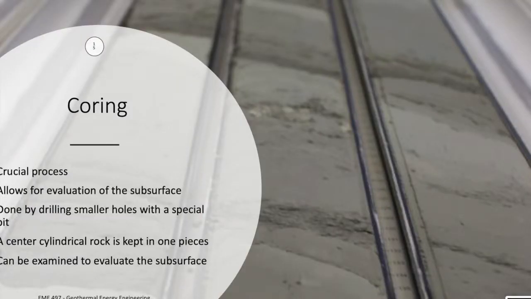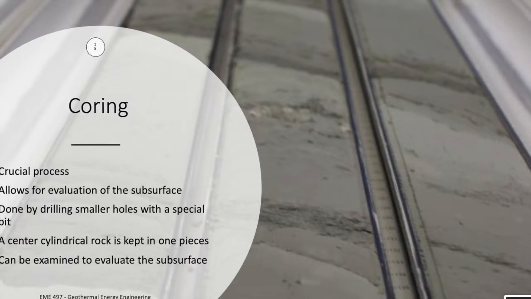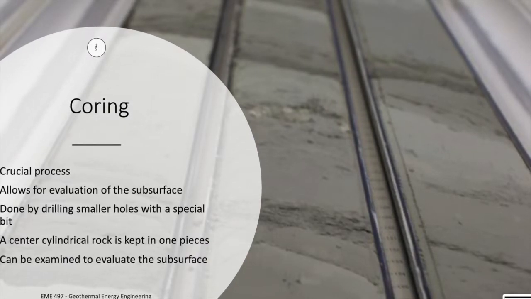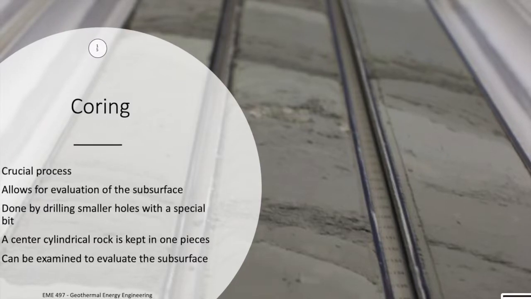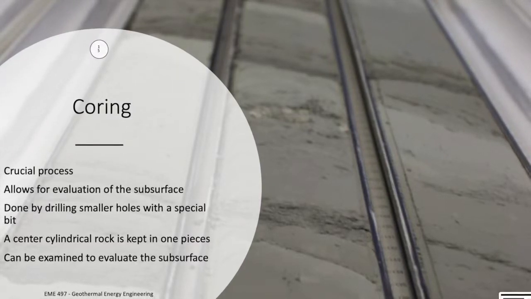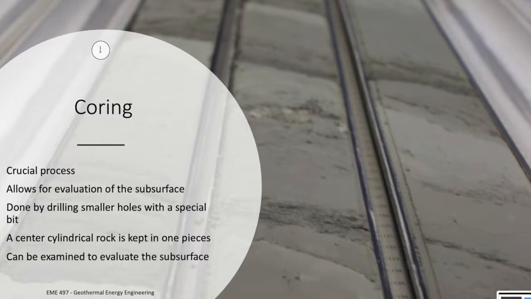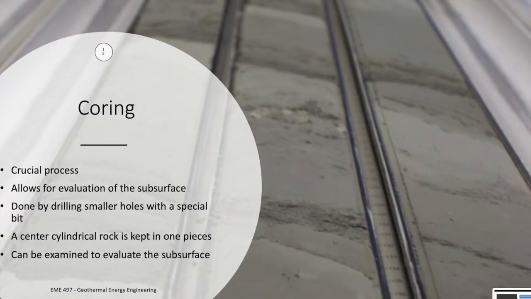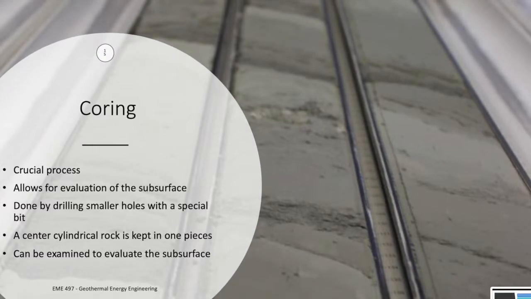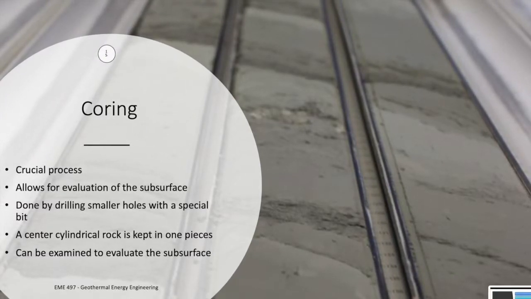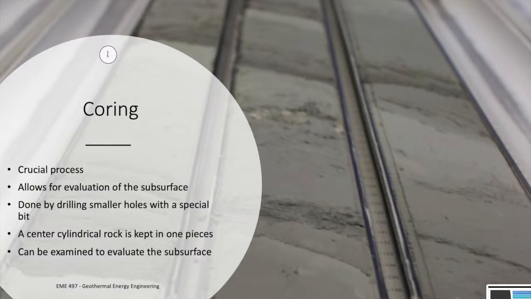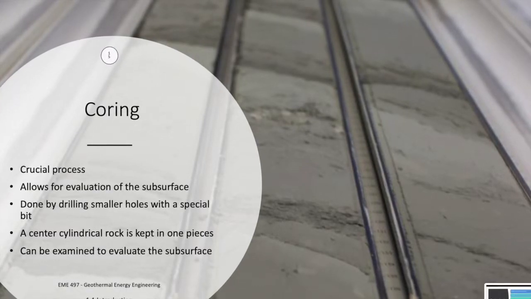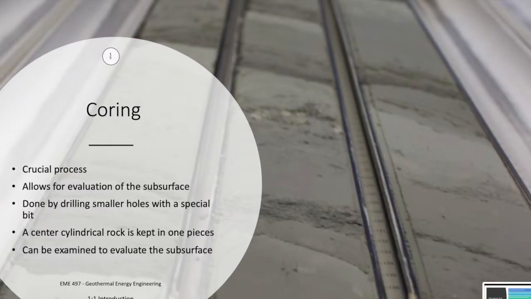Another important process happens during the evaluation of a reservoir. It's called coring. As you can see in the picture background of this slide, that is a sample of a core that's been taken up from the subsurface. Coring is a really crucial process because it allows for evaluation of subsurface, as you can see samples of the rock. It is done by drilling smaller holes with a special bit that tends to be smaller, and it brings the rock back up in a cylindrical piece instead of in cuttings like with the traditional drill bit.